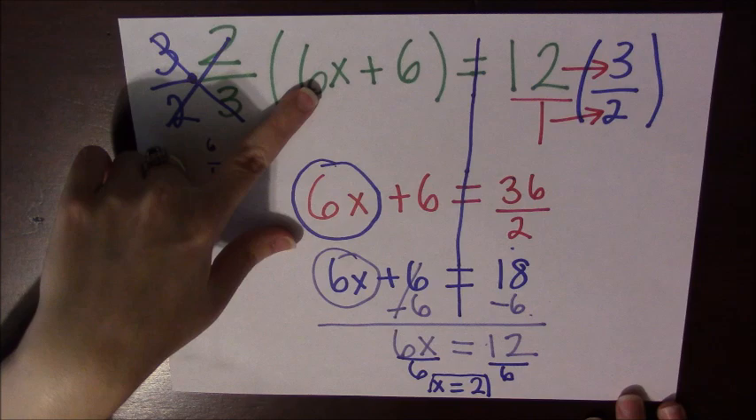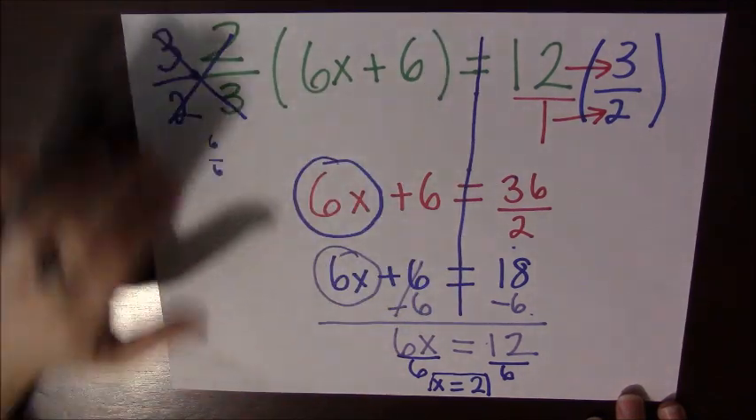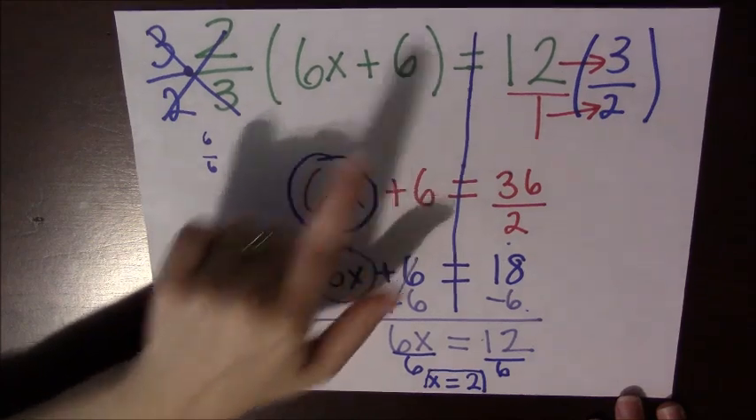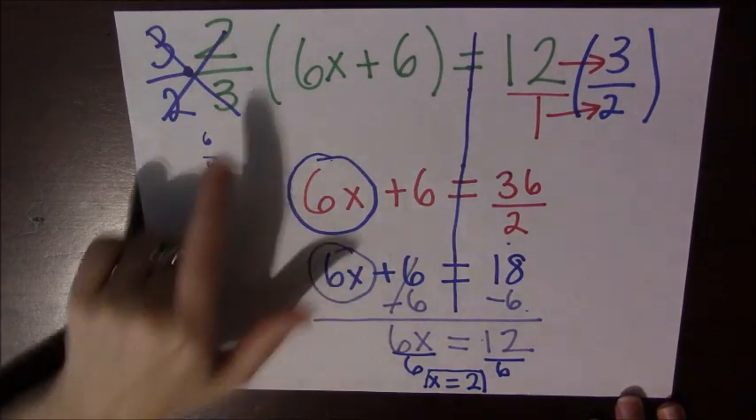We could have actually used the distributive property and distributed, but it's easier for us to get rid of the fraction before we distribute and make it even more complicated, because sometimes it might not work evenly in your problem.